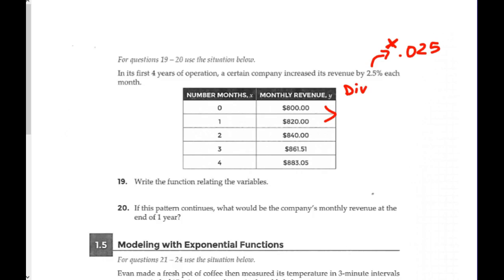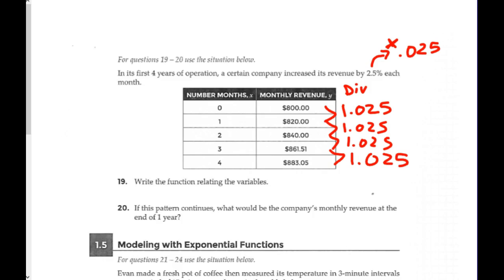820 divided by 800, well, if you actually do it, you get something close to that. Oh, 1.025, duh. And then 840 divided by 820, control enter. See, 42 over 41, 1.025. Okay, so each time it's 1.025.